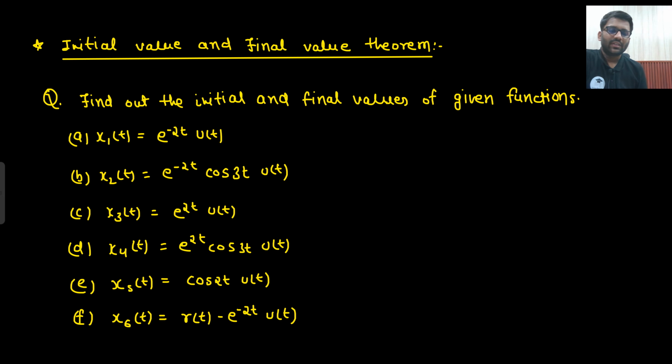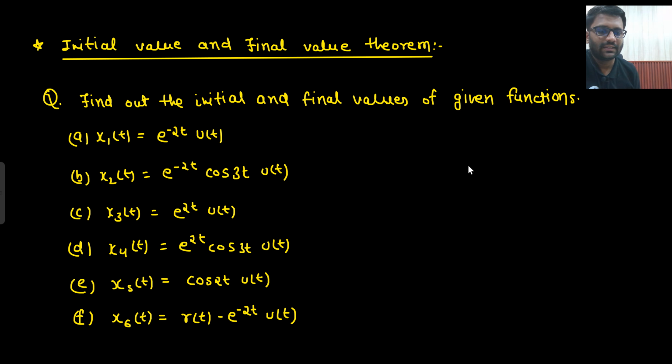There is something called the initial value theorem and the final value theorem, which you will study in network analysis as well as in control systems. But let's study it here as well. The first thing is that the concept of initial value and final value is defined only for a causal system, or causal signal, you can say.